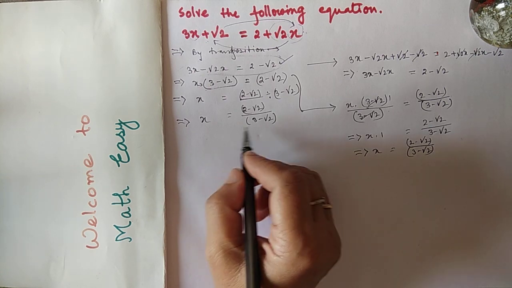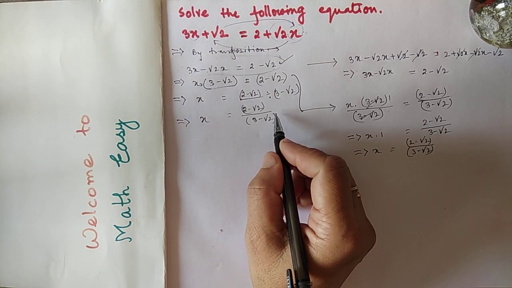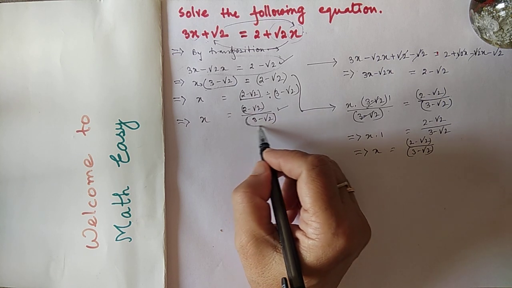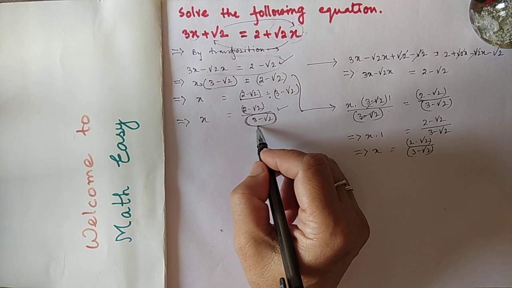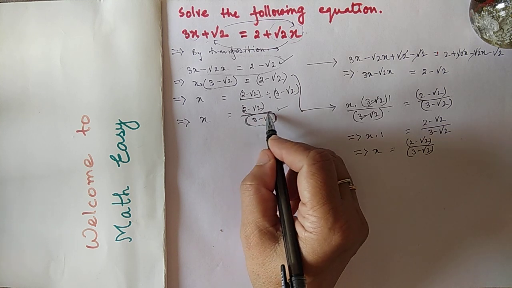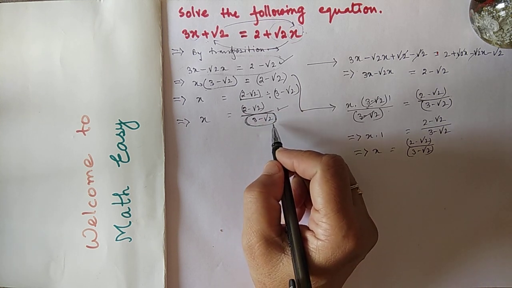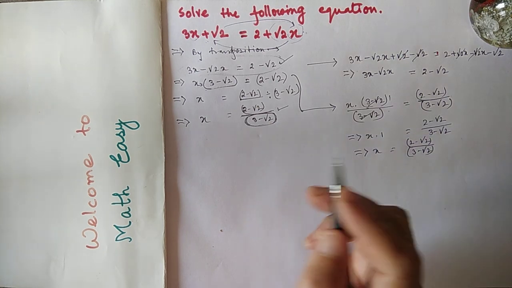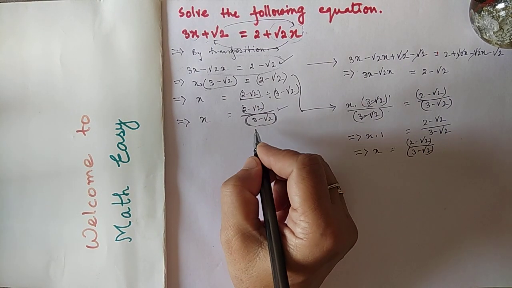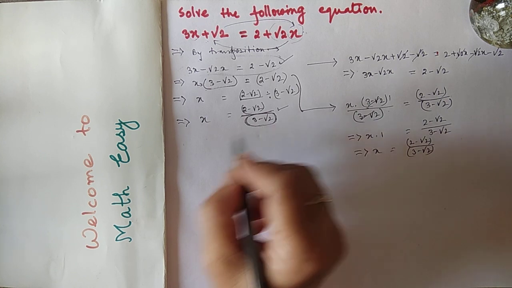Now see, this is the value of x, but it is not a complete answer. Why? Because there is surds in the denominator. So we have to remove the root 2 from the denominator. We have to give a simple answer. So what do we do, friends? We have to rationalize.